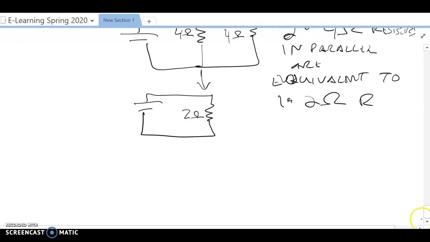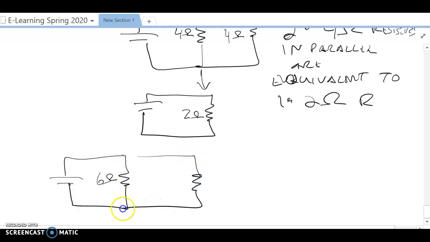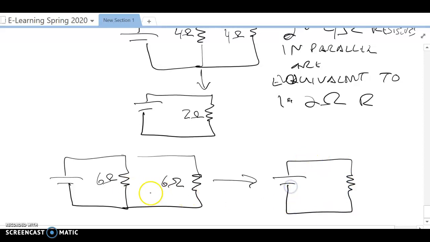Wait, huh? Let's do a couple others. This is 6 ohm. This is also 6 ohm. Then you could draw this whole thing as, what would it be like? Is it more than 6 or less than 6? It's easier to get through if there's 2 paths, so you take the 2 of them together, so it ends up being a 3 ohm resistor. This is the equivalent of that.